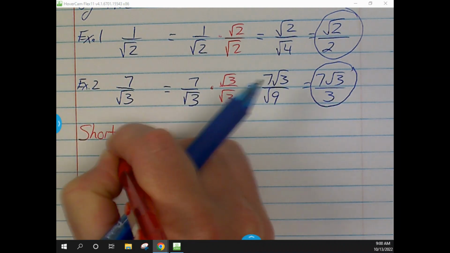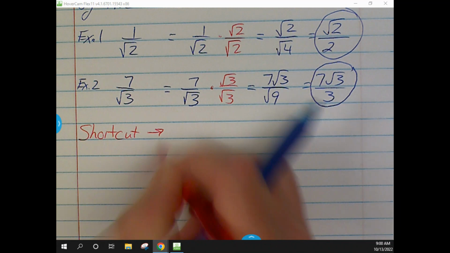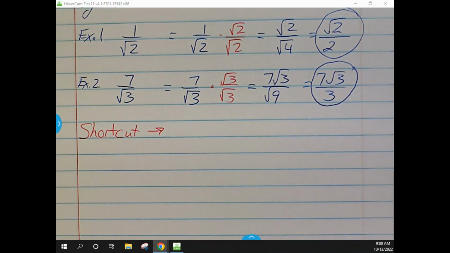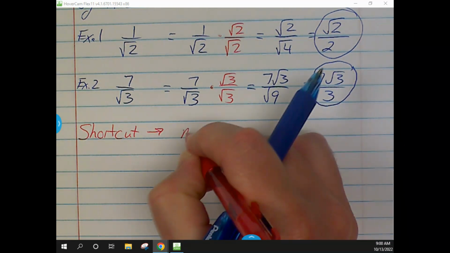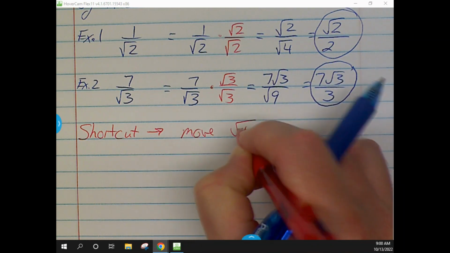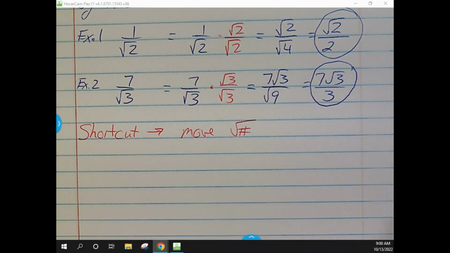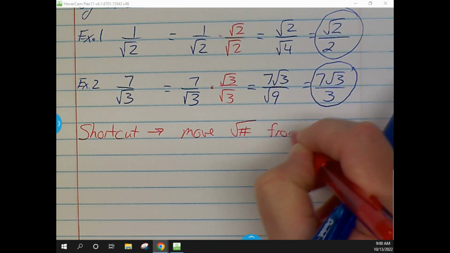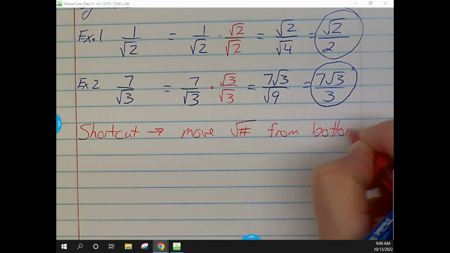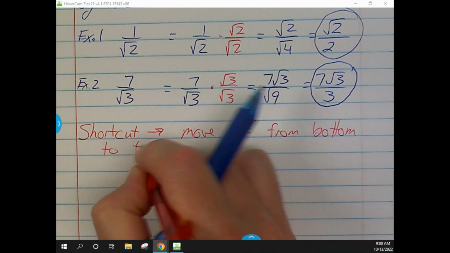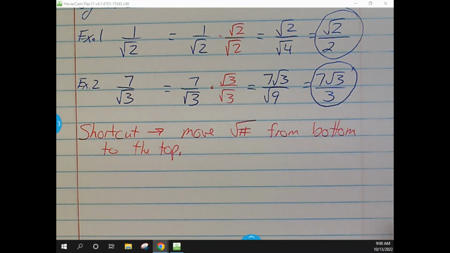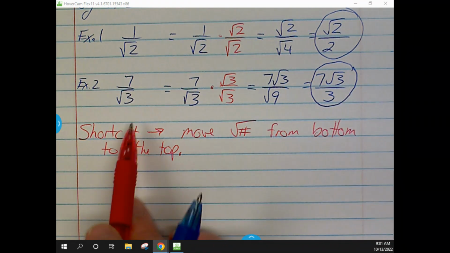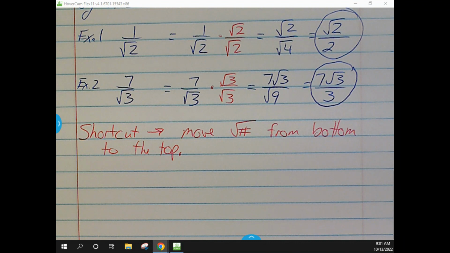So that's technically what we're supposed to do. Here's what we're going to do to breeze through this a little bit. Basically, you just move the square root of whatever that number is from the bottom to the top. So we had square root of 3 on the bottom. Now square root of 3 is on the top. And then on the bottom, you're just going to get rid of the square root. So move the square root of the number from the bottom to the top.